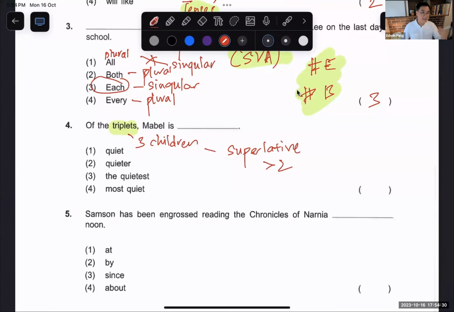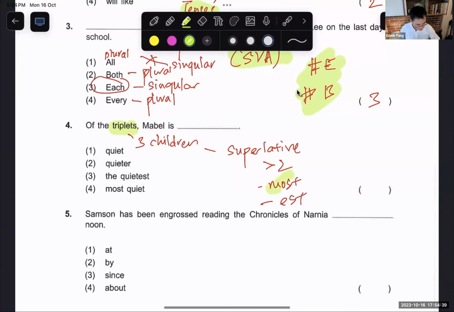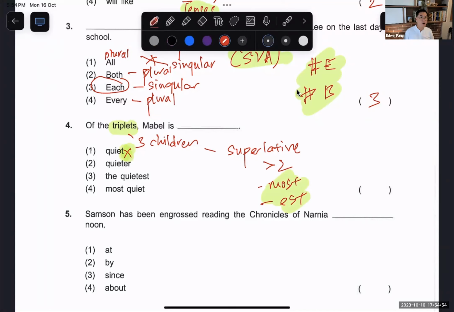Which means that I need to use the EST, so I need to use either the most or the EST version of the adjective, like most beautiful or biggest. So if I look here, of the triplets, Mabel is quiet. Definitely wrong, because it's not even comparative. Quieter definitely cannot, because that's for 2. The quietest, yes, because of the EST form.